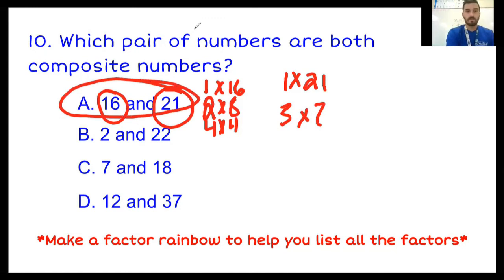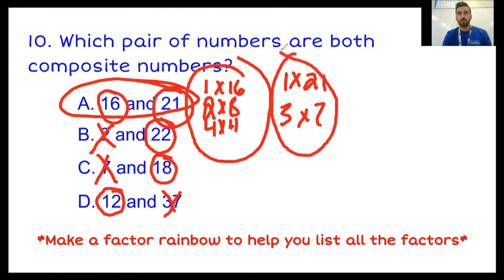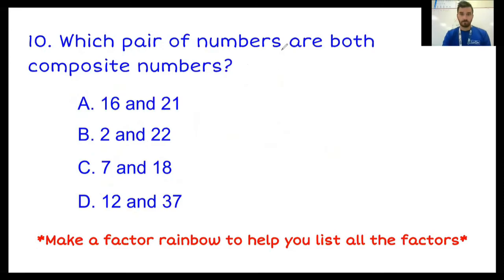Now B, 22 is composite, 2 is not. We've run into that example a lot. 2 is a prime number. 2 times 1 is the only way that you can get 2. For C, 7 is a prime number. That would not work. 18 is composite. And then for D, 12 is composite, but 37 is not. So A would be your answer there. And I love listing out those factor pairs to help me figure out what my answer is going to be.